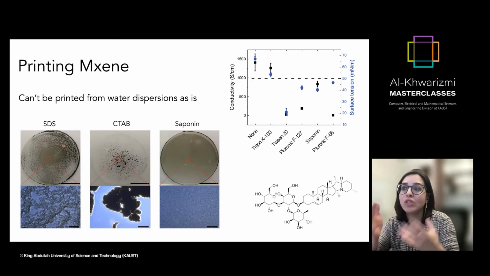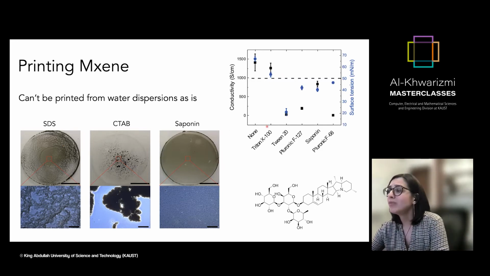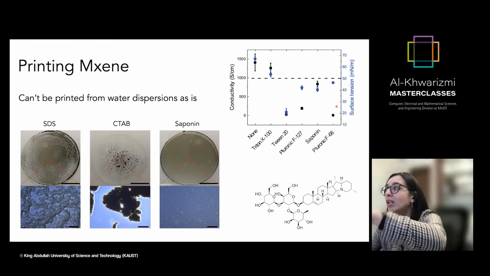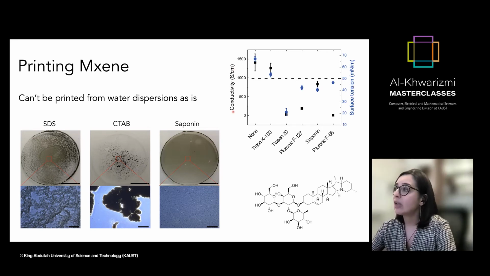And when we do some mixtures, we see if we can print better. And as you see here, we are trying a variety of surfactants that have different properties. Here I'm showing you the surface tension, which is about how well you put that drop on the surface, and the conductivity measure. So MXene alone, without the surfactant, has quite high conductivity.